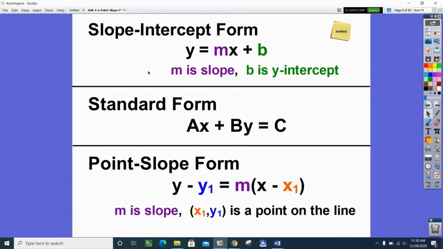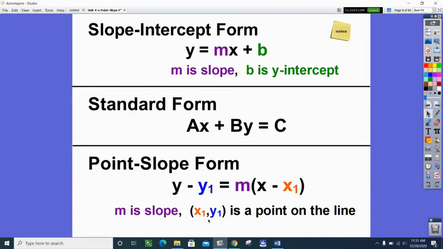So here are the three. We did the slope-intercept form when you have the slope and the y-intercept. We talked about standard form. And now we're going to talk about the point slope form. And I'm color coding it here to help you. But basically, the x and the y are your variables. They represent all the points on the line.